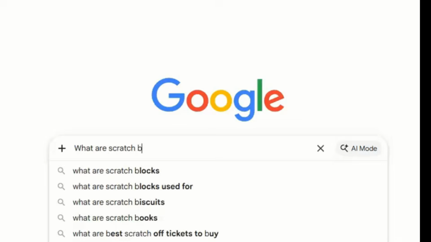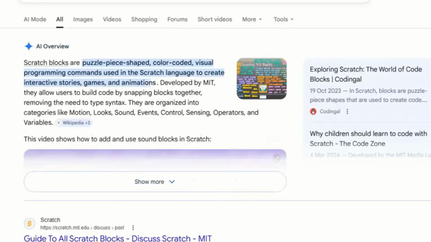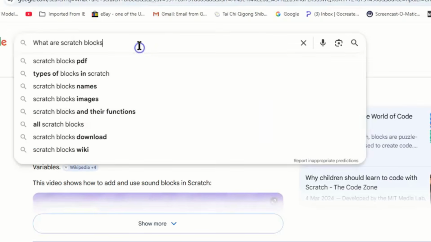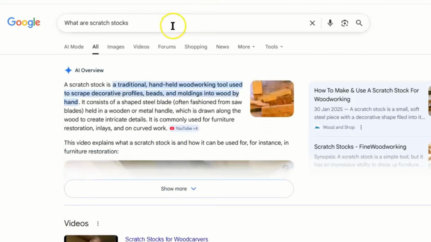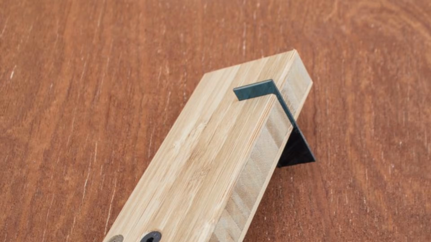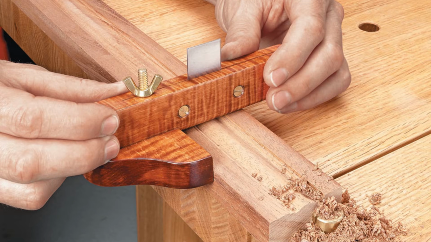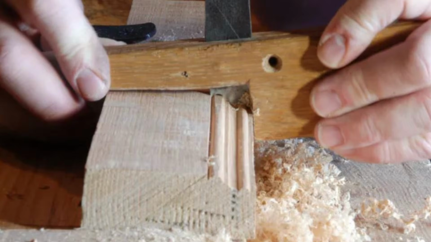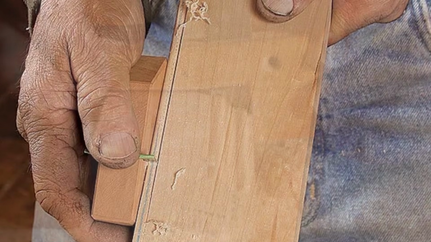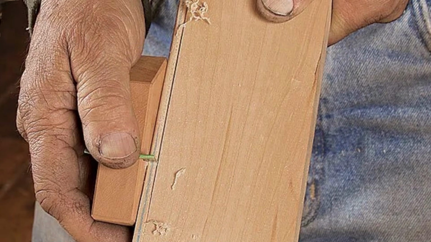What are scratch blocks? Scratch blocks are puzzle piece shaped colour coded visual programming commands. That's not right. What are scratch stocks? A scratch stock is a traditional handheld woodworking tool used to scrape decorative profiles, beads and mouldings into wood by hand. Oh, this sounds pretty good. It consists of a shaped steel blade, often fashioned from saw blades, well, I've got plenty of those, held in a wooden or metal handle, which is drawn along the work to create intricate details. Yeah, sounds just the job. We'll give that a go.